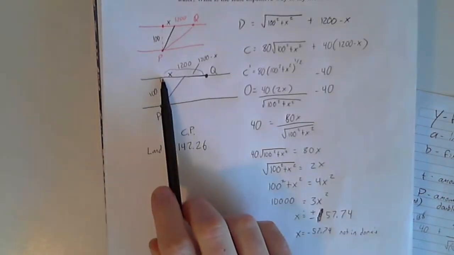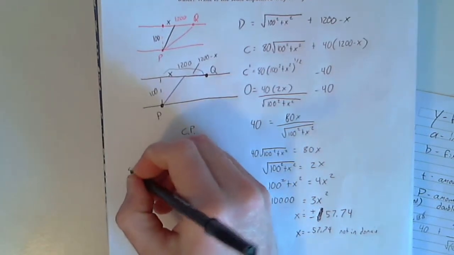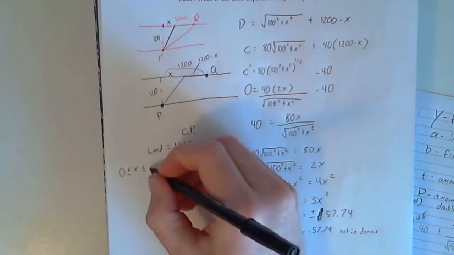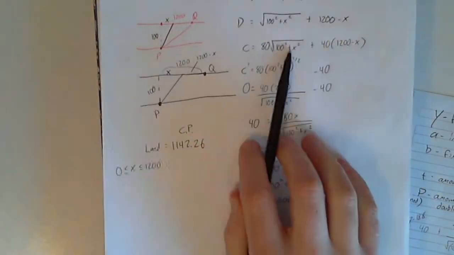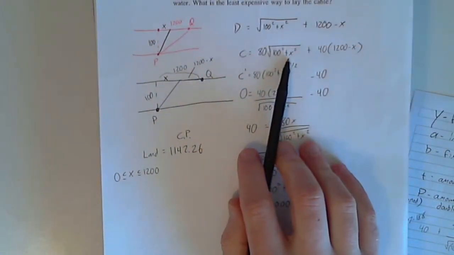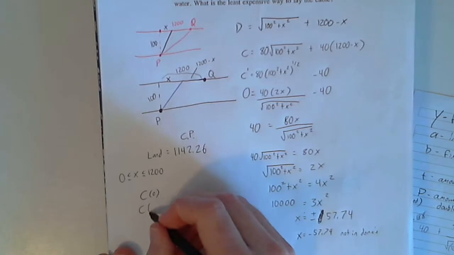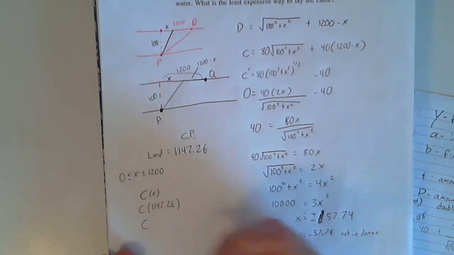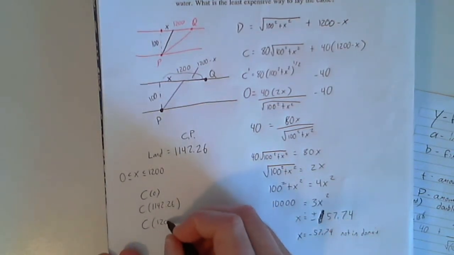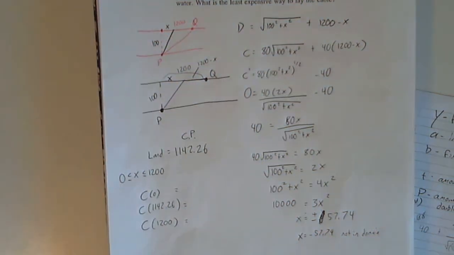So our interval for x is somewhere between 0 and 1200. So x has to be between 0 and 1200. So we could actually just check all three numbers and find out when the cost is the least. So we have our actual cost function way up here, and we would want to find out the cost of 0, the cost of 1142.26, and find out what the cost of 1200 is going to be. You could do all those things.